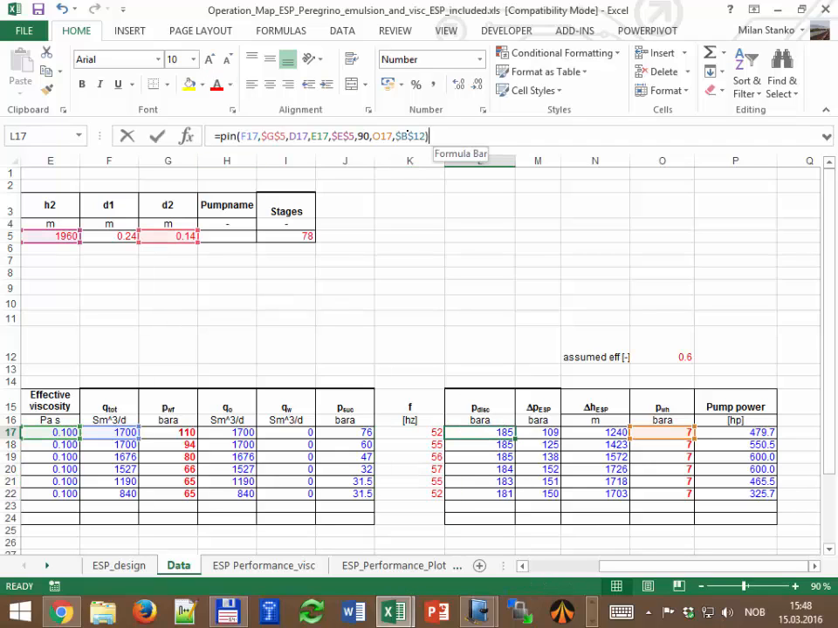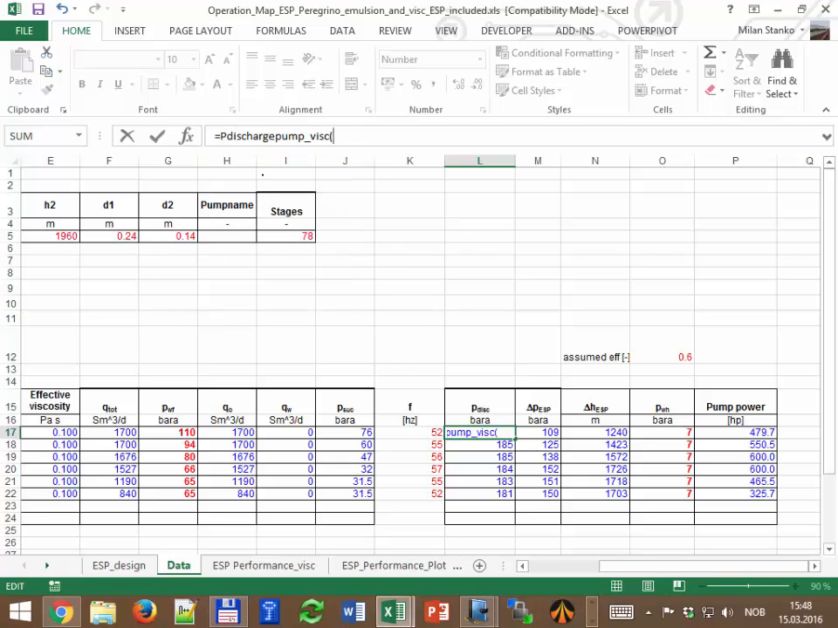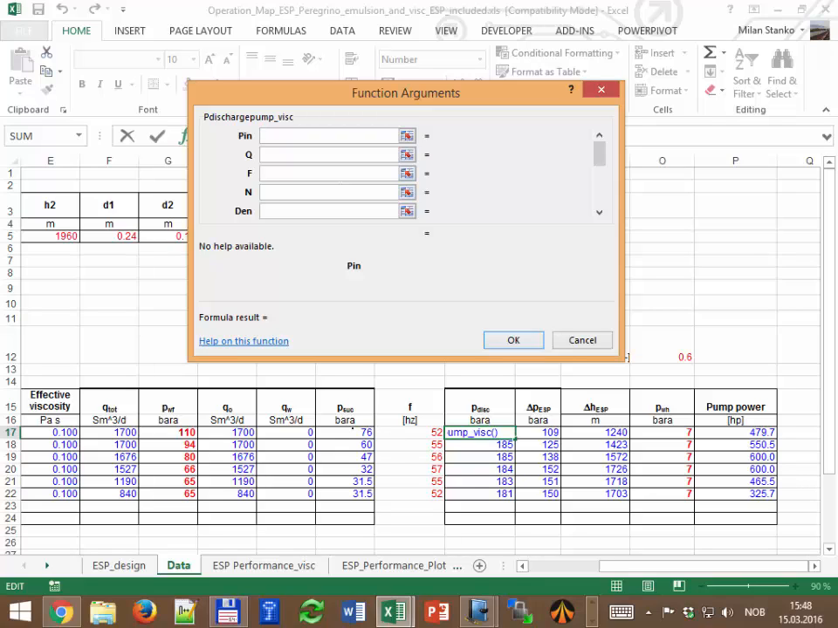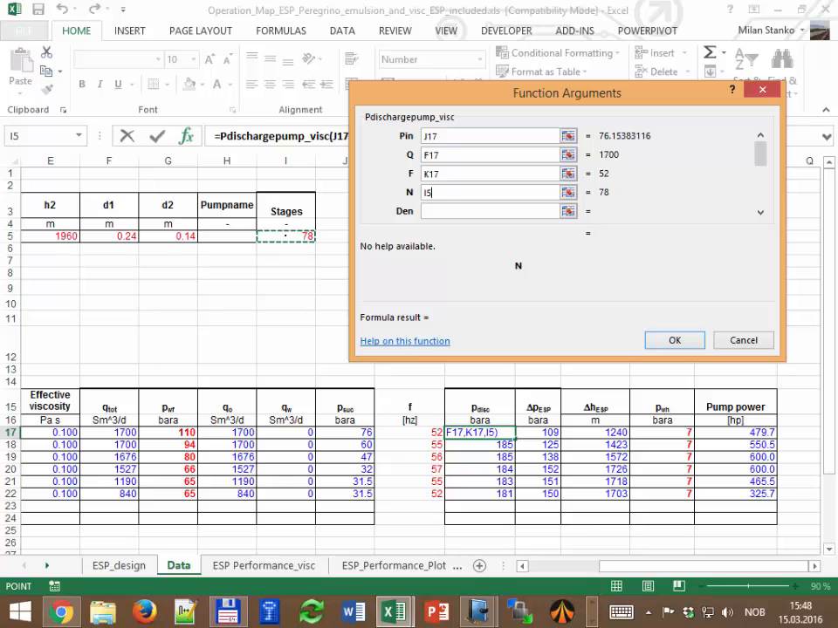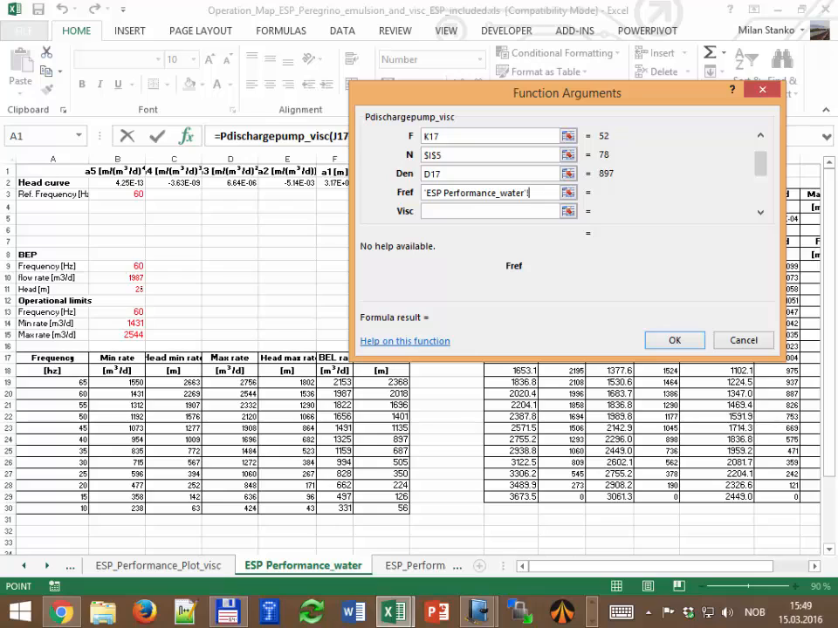Okay, so here, again, P, let's see, I hope I don't need anything else. P discharge of the pump, P in, Q. You have to check if I'm doing things correct. F, the number of stages, that's here someplace, I think. Yep, here. And that has to be blocked. Then the density, that's here. Then the reference frequency, that's actually in this plot. The reference frequency also has to be blocked.